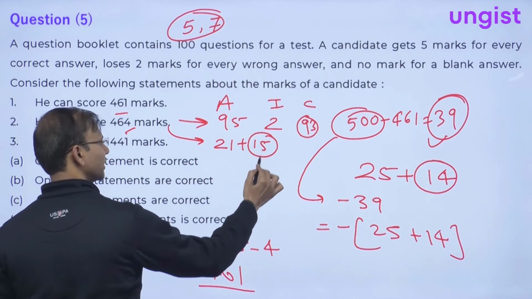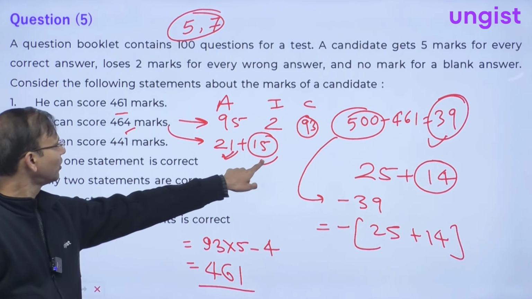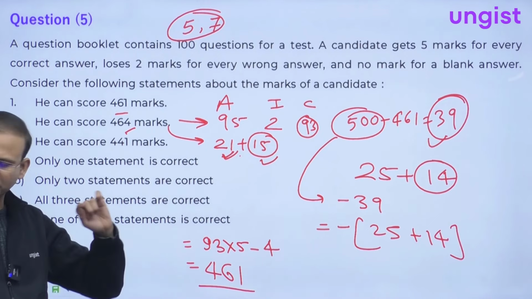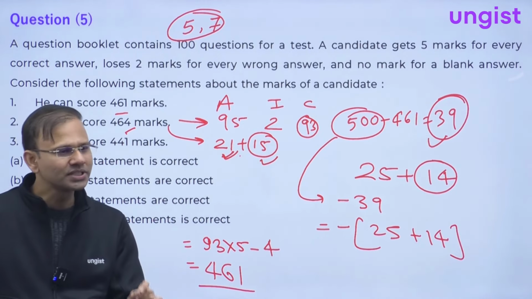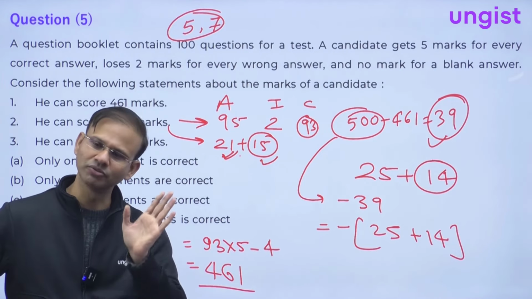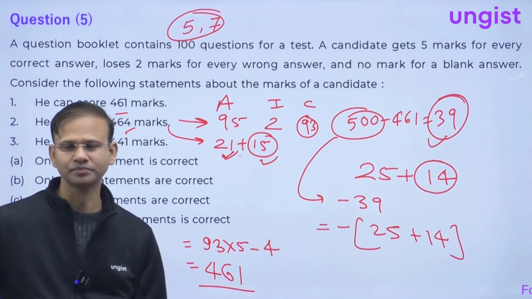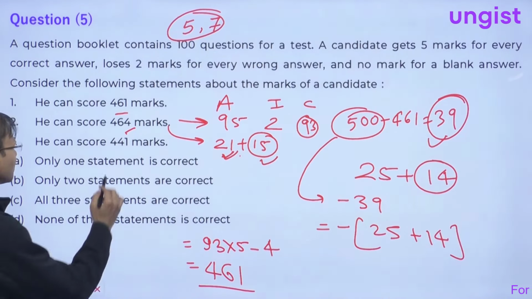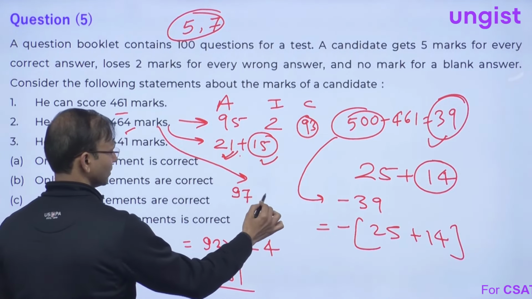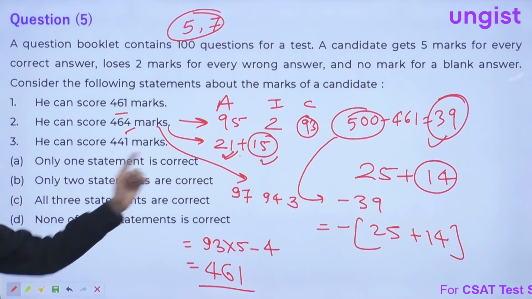15 means 3 not attempted, and 21 means 3 incorrect. Getting it or not? It means total attempted questions are 97, out of which 3 are wrong and 94 are correct. Everybody clear? So for the second set, 97 attempted, 94 correct, 3 are wrong. You may check the total score.